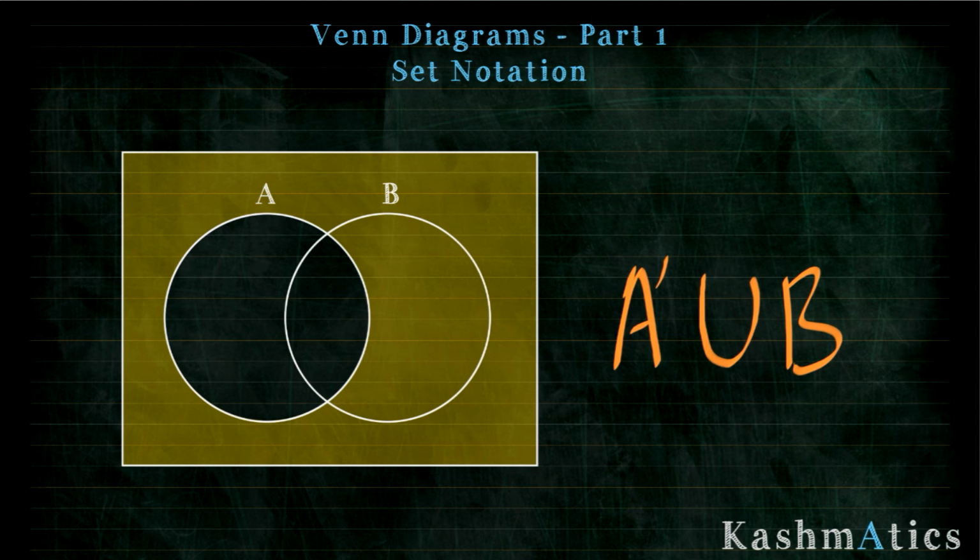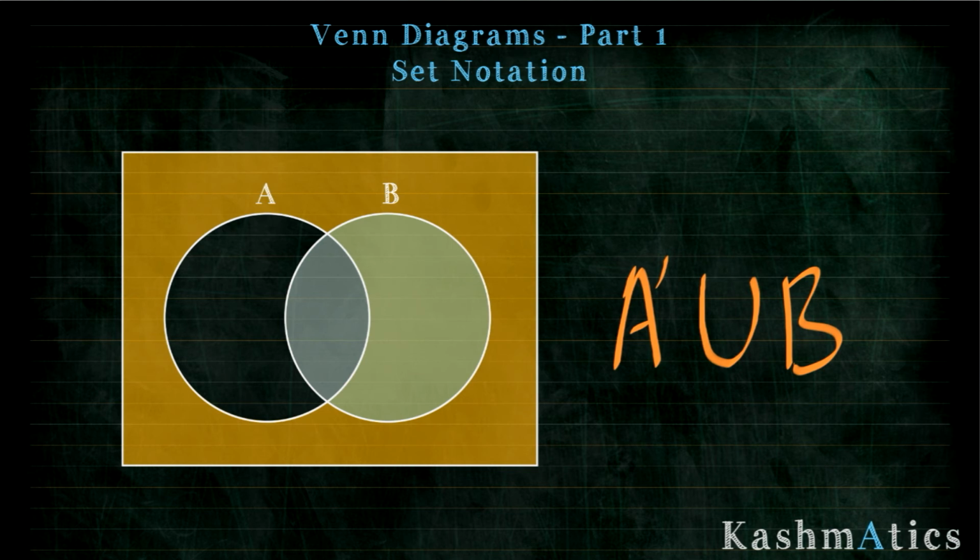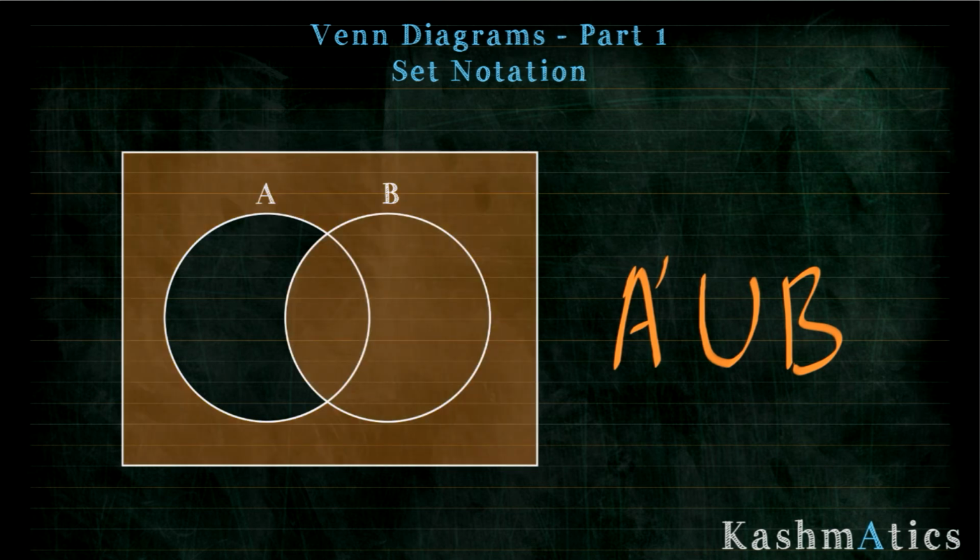So this is everything that's not in A. This is everything that's in B. So what I need to do here, because it's "or", it's a union, is shade everything you see shaded there. And what you end up with is that region there.